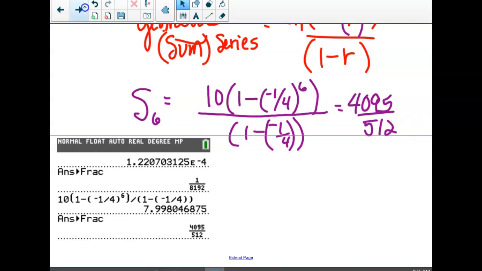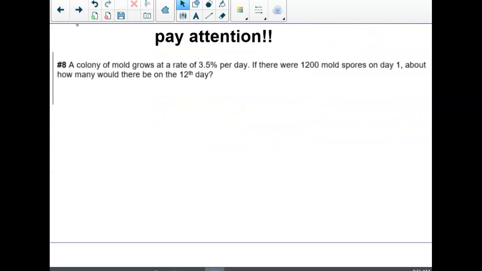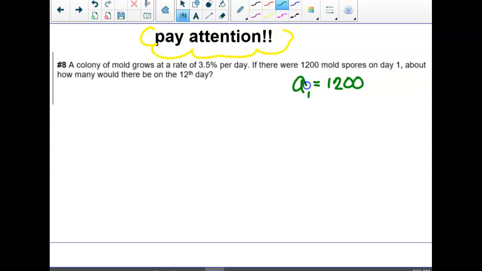Questions? All right, also in that section, there is a word problem, and it makes me very nervous, so I have put a highlighter up here that says, please pay close attention to this one. A colony of mold grows at a rate of 3.5% per day. If there were 1,200 mold spores on day 1, so it's telling you to count that as term 1, okay? About how many mold spores will there be on day 12? So we want to find term 12.